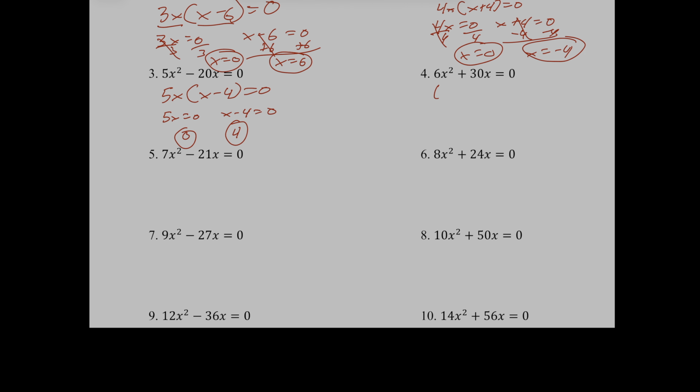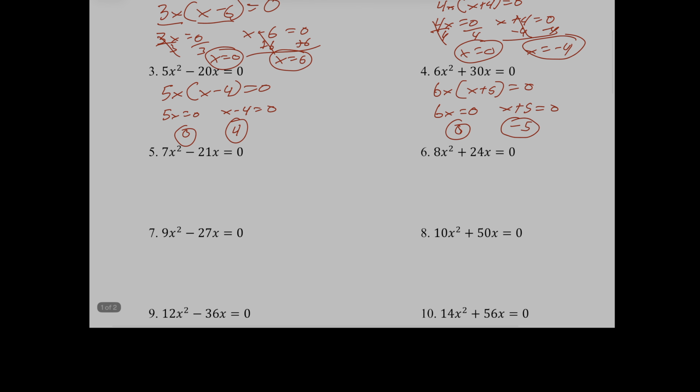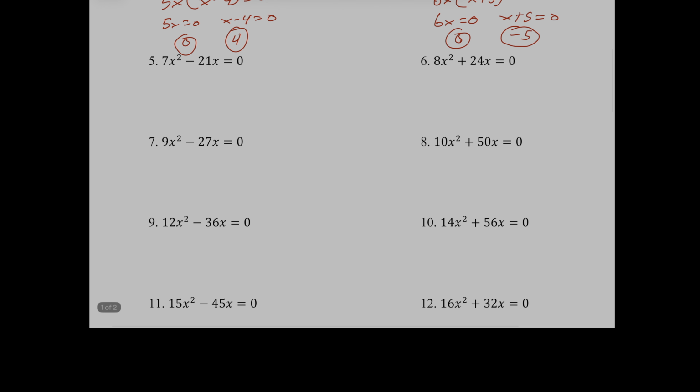Okay, let's do it on number 4. Same thing. I'm going to pull out a 6x. I'm going to get an x plus 5 equals 0. So that'll give me 6x equals 0 and x plus 5 equals 0, which means that's going to become a 0, and that's going to become a negative 5 because I want the negative 5 to match with the positive 5, so I can make that say 0. Okay, that's an ugly 0. Let me close that off. Okay, still ugly but passable.